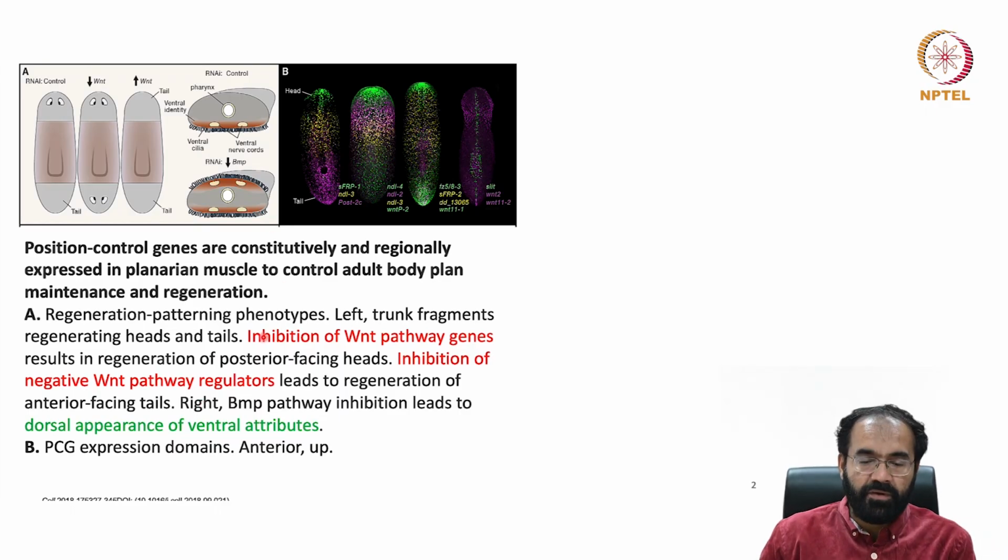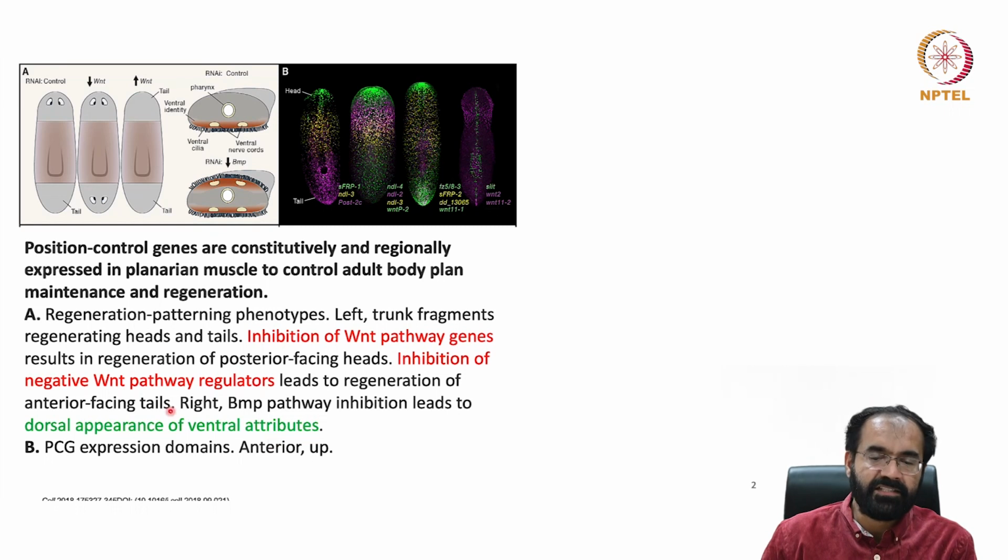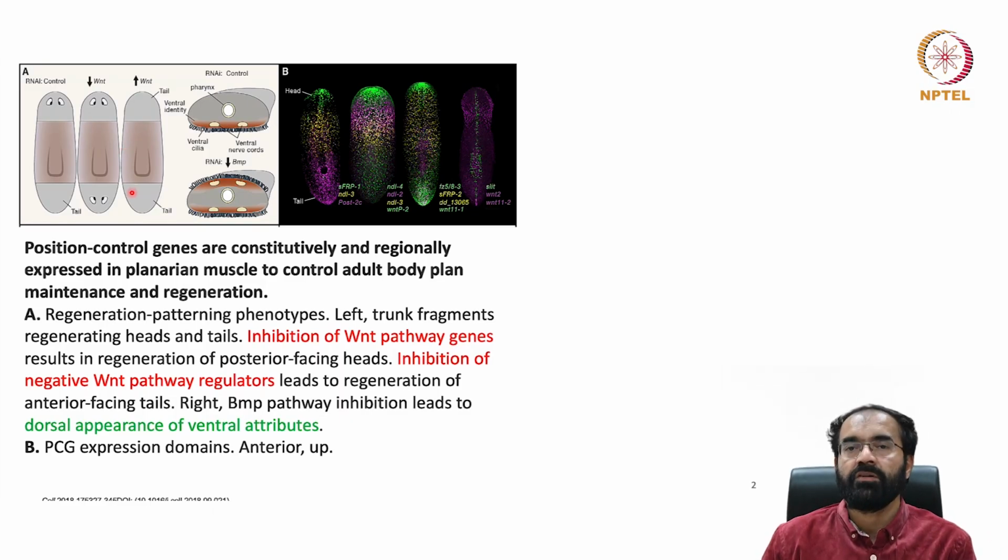On the right side, what you are seeing is the BMP pathway. That inhibition leads to dorsal appearance of ventral attributes. In the previous class we saw dorsalization or ventralization, like you can see in this picture. The method used is different RNAi, whether to downregulate Wnt or upregulate Wnt. These are all done through RNA interference. You can see RNAi of BMP, you end up getting the cilia on the top. So ventral cilia, which the planaria has for crawling on the surface. Now you have both ventral cilia as well as dorsal cilia.